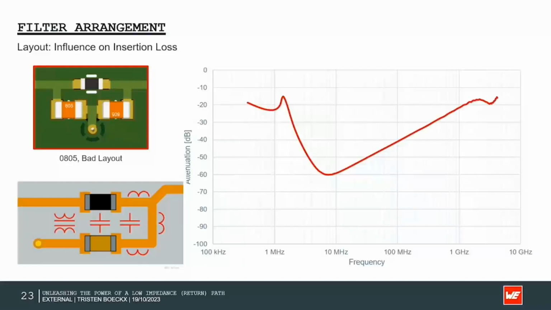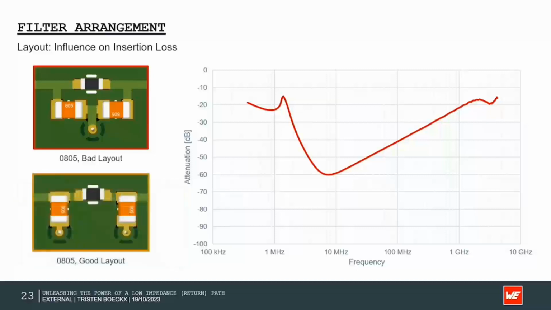When we then make a better layout, we will see that by removing these parasitics we will also be able to make a better performing filter.